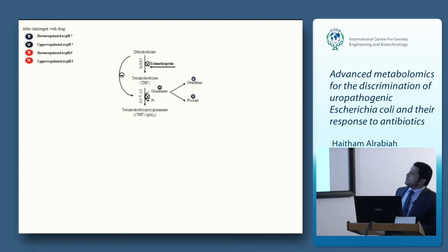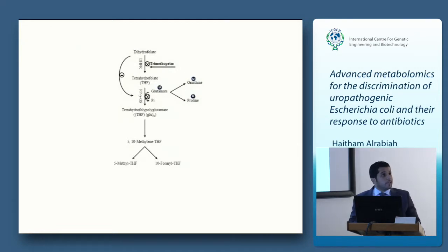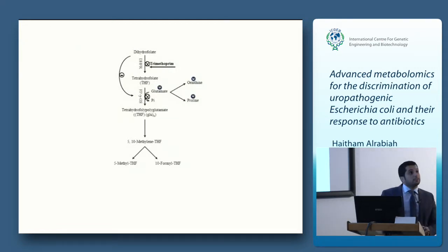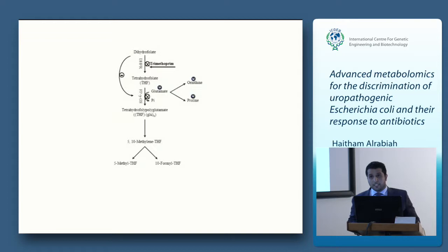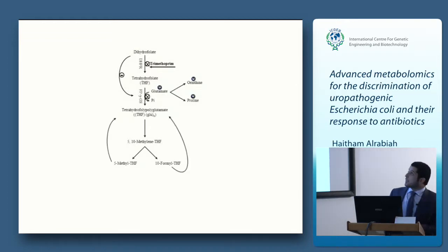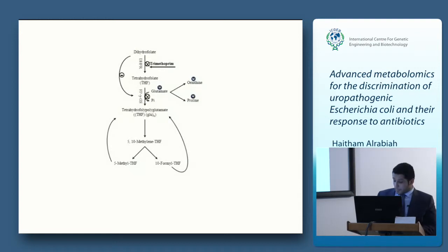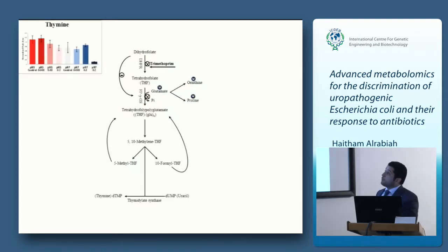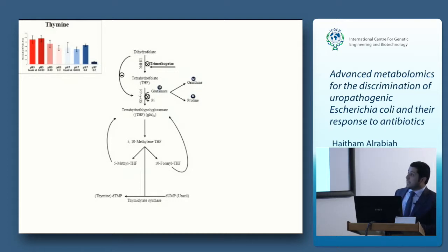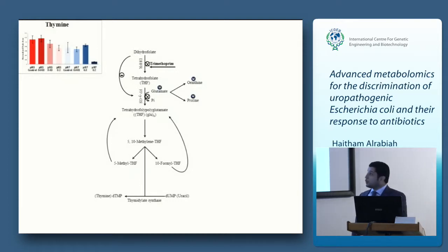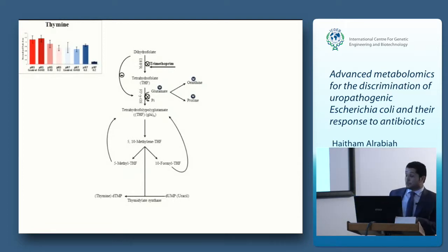Now, reduction of tetrahydrofolate caused a reduction in 5-methyl tetrahydrofolate, 5,10-methylene tetrahydrofolate, and 10-formyl tetrahydrofolate, because actually it's a key metabolite involved in the synthesis of these metabolites. So, starting with 5,10-methylene tetrahydrofolate, a reduction in this metabolite is catalyzed by thymidylate synthase to methylate deoxyuridine monophosphate and produce deoxythymidine monophosphate.